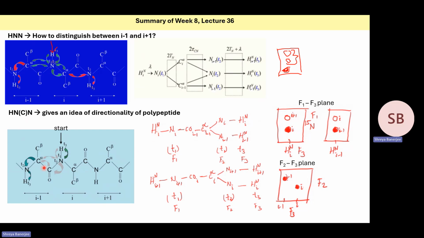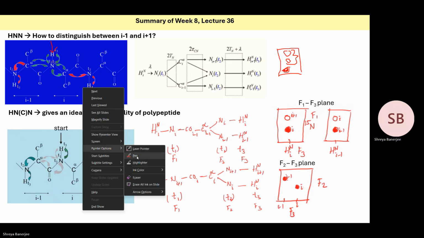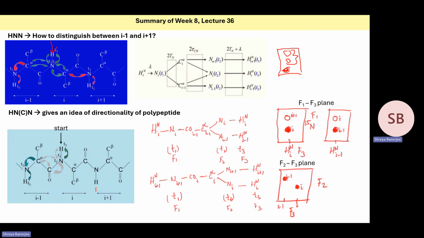So suppose in here, what was shown, we had started from I. Suppose we start from the amide hydrogen of I plus 1. So the first transfer will be to the N of I plus 1. Then through the carbonyl, it will transfer to the, so just I'll draw this here. Suppose we are starting from here, that is the NH of I plus 1. So from H, it will go to N of I plus 1. From N of I plus 1, it will transfer to the carbonyl, and from carbonyl, it will go to the C alpha of I.